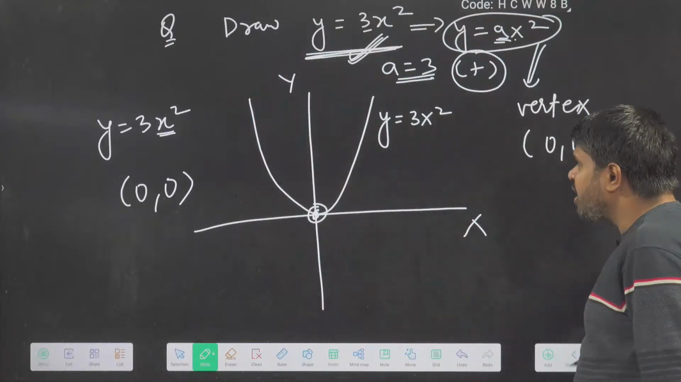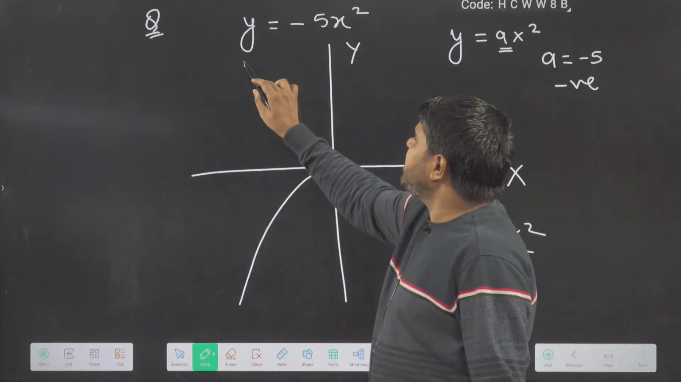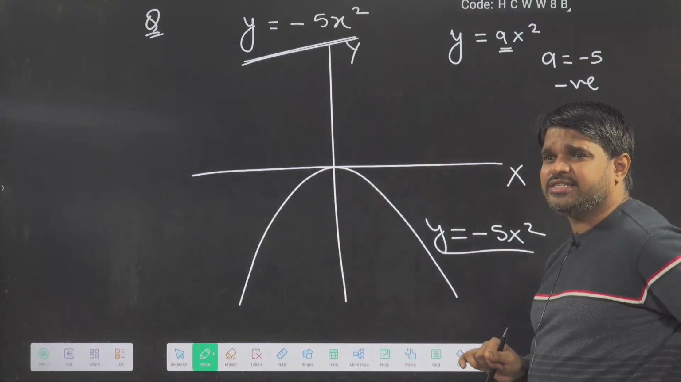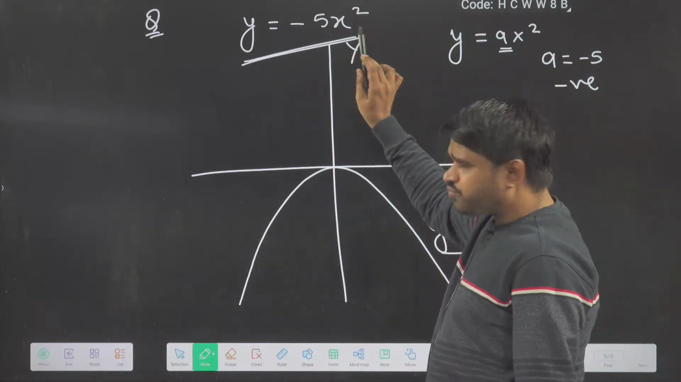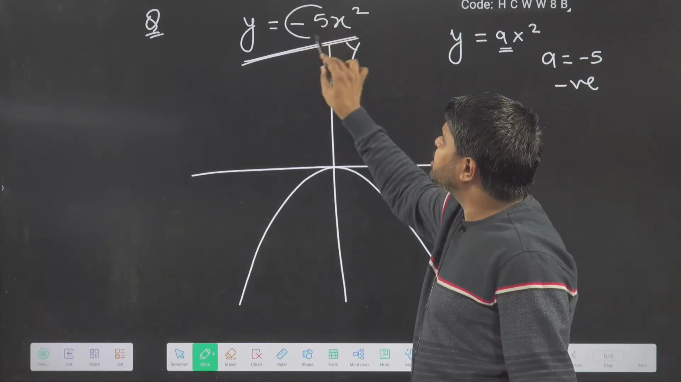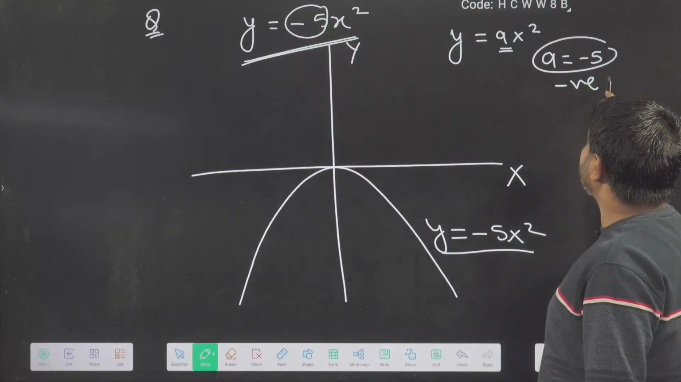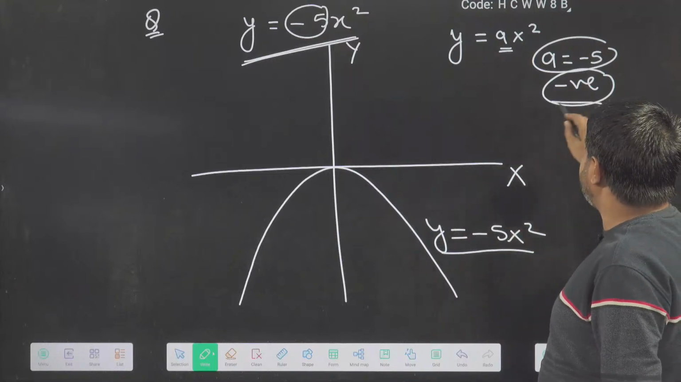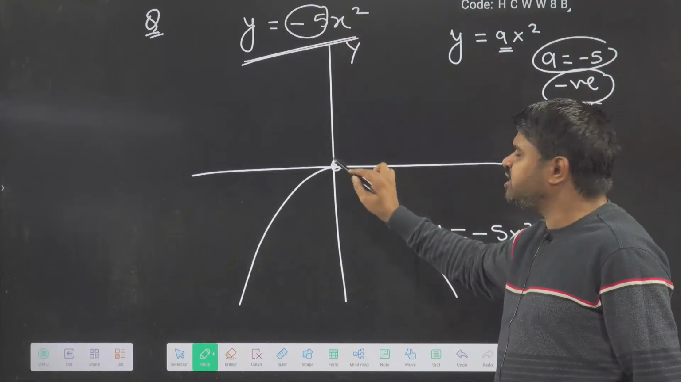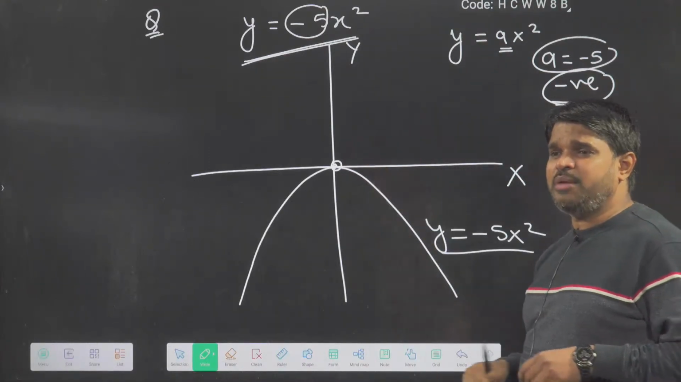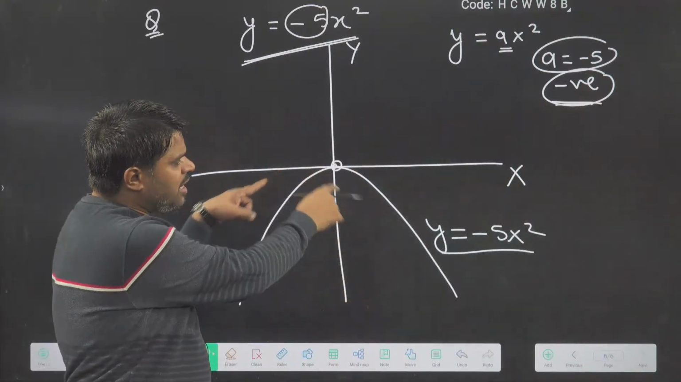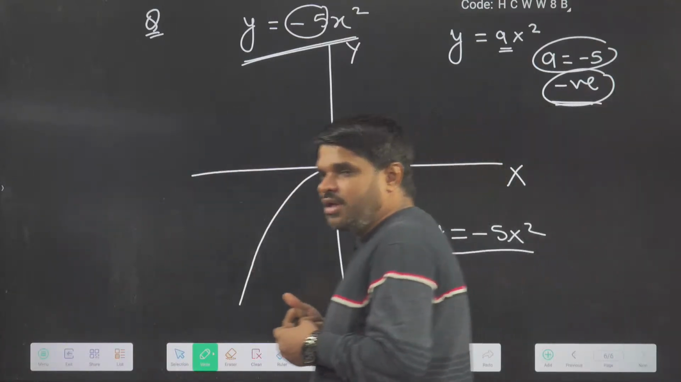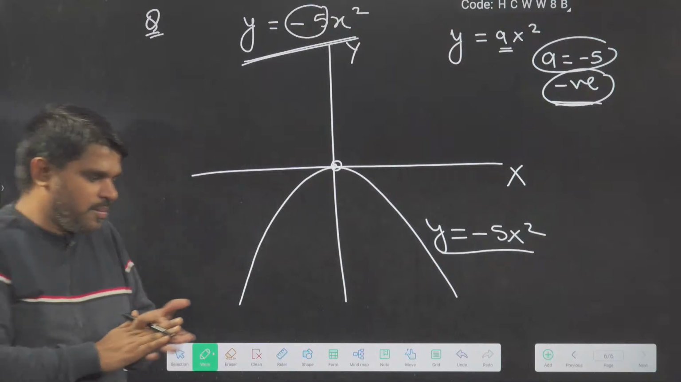Now coming to this question, y equals minus 5x squared. When I compare the coefficient of x squared, a is minus 5, negative. So it is matching with y equals ax squared. A is negative, so again, a downward facing parabola whose vertex or tip is at the origin. So this is the graph of y equals minus 5x squared. Write it fast. Done.